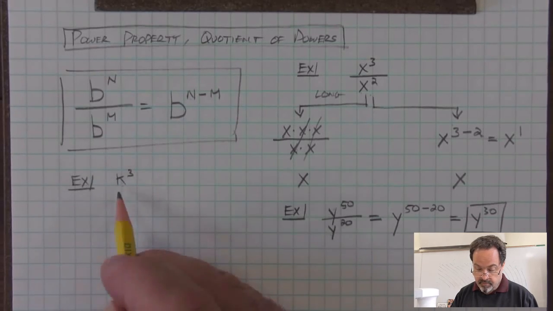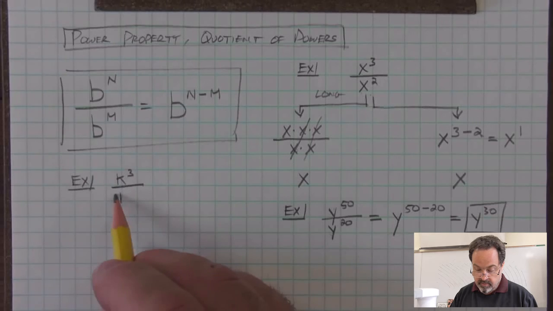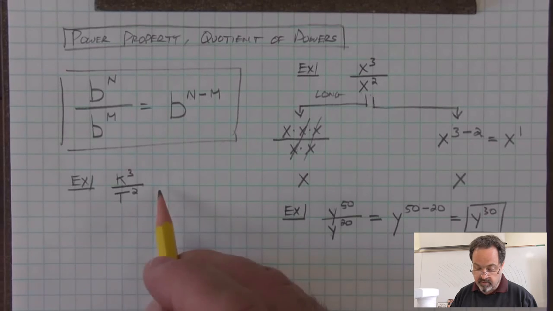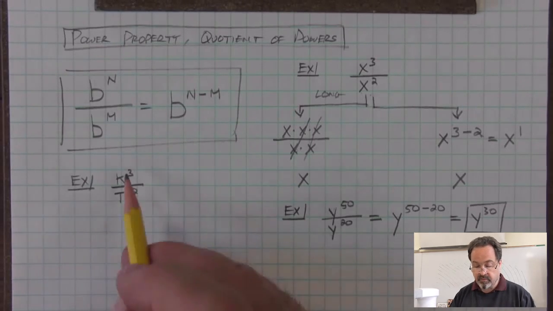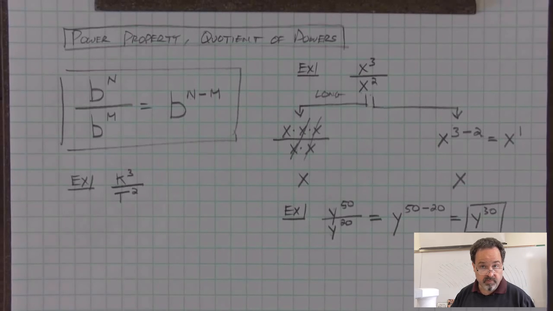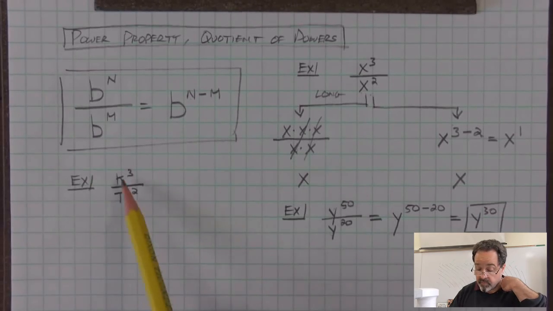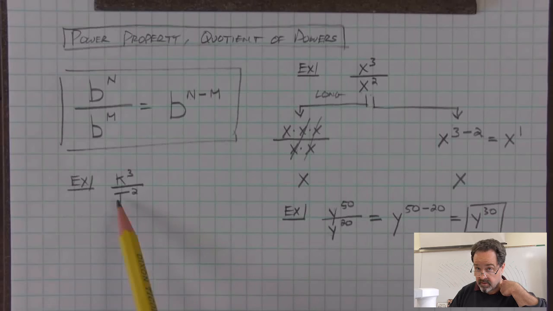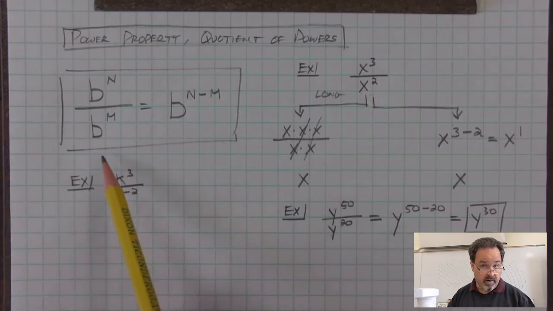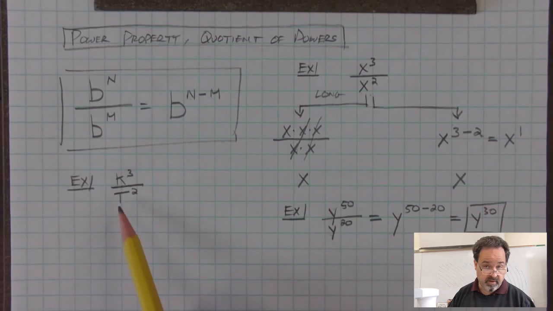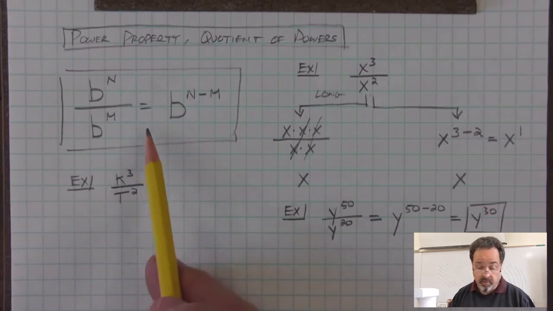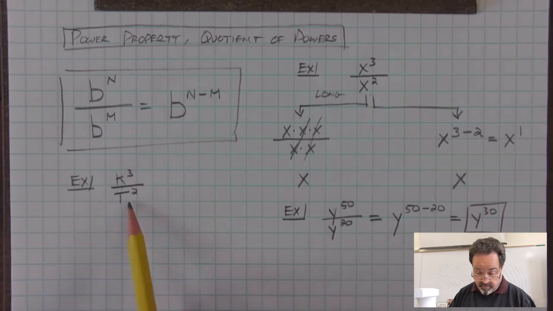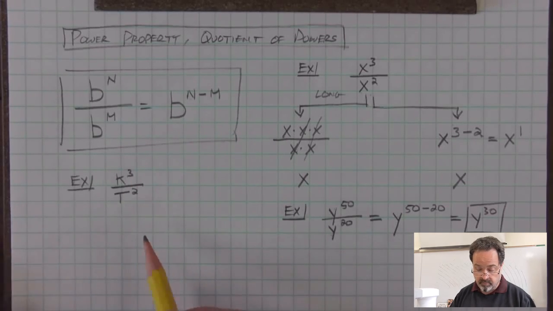One more example. K to the third divided by t to the second. If we take a look at this, we have a quotient of powers. But these 2 powers have different bases. And the power property requires that if we're going to use it, the powers have to have the same base, and they don't. So we cannot use this property. We can't simplify this any further.